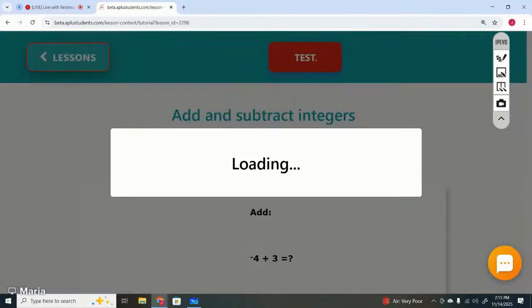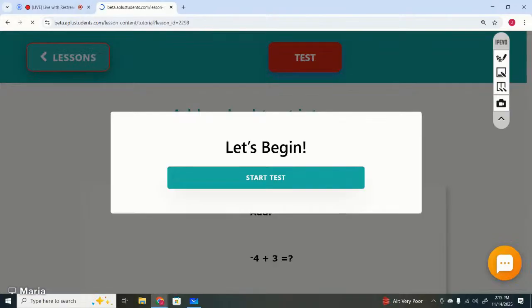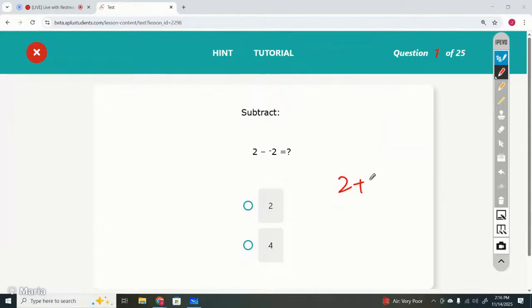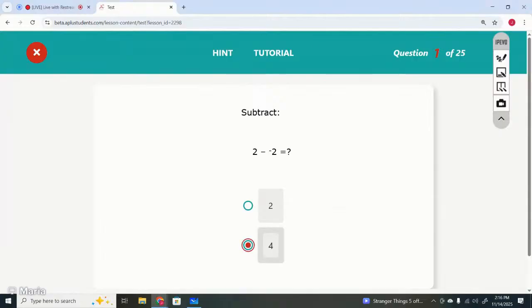Let's just start with the test questions. 2 minus -2. Subtracting a negative number is same as adding. So 2 plus 2 makes 4. The correct option is 4.